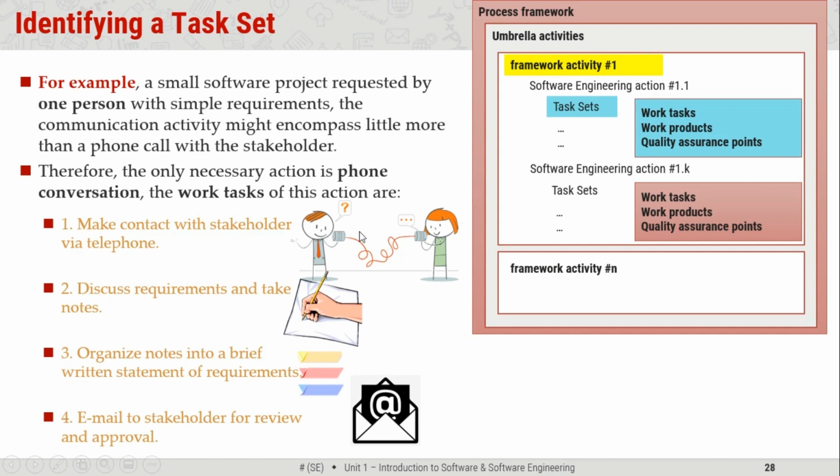The work tasks in this action will be as follows. Suppose you want to create the software and this is your customer, so you will perform only a telephone conversation, and you will need to do all these actions when you call that particular customer. These are: make contact with stakeholders via telephone, discuss what the requirement is, and write down all these things or take notes. Then organize these notes into a brief written statement of requirements. Suppose he says, I want a calculator with addition, multiplication, subtraction, and all these features should be there in my software. We should write down this whole requirement.